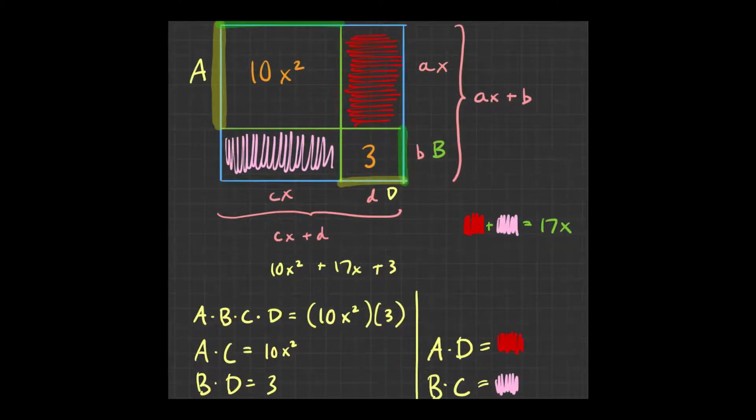All right. So let's think about what that means. So this is also equal to the red area multiplied by the purple area. Okay. So what does this all mean? What are we talking about? What is Mr. Ben talking about? A times D is red, B times C is purple. Like what in the heck is this all about?